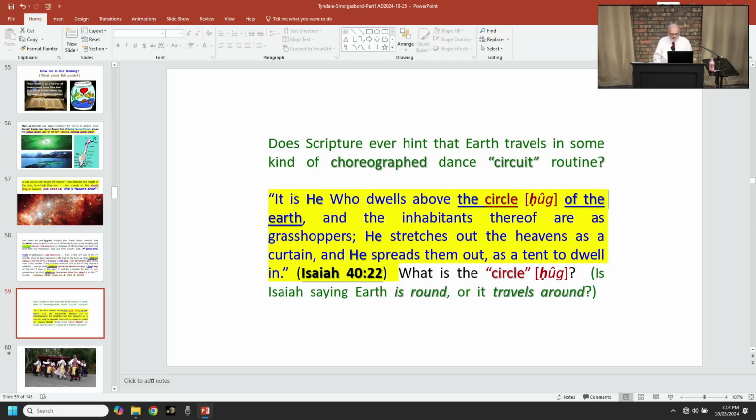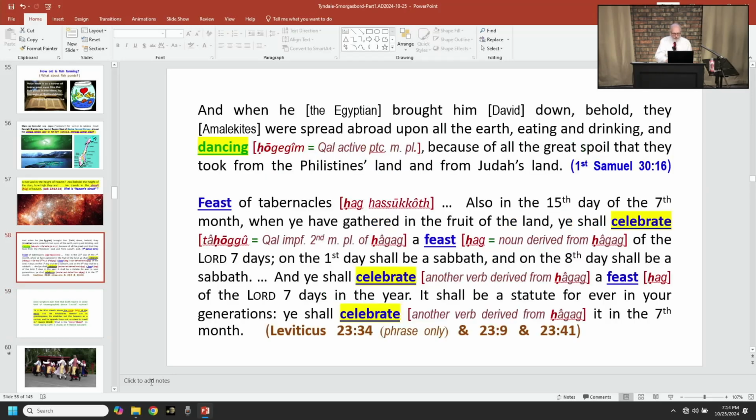All right, so now we're going to go back to the word hug, which is translated circle in Isaiah 40:22. Is that referring to the earth being round, or is that referring to the earth going around? That's the question.